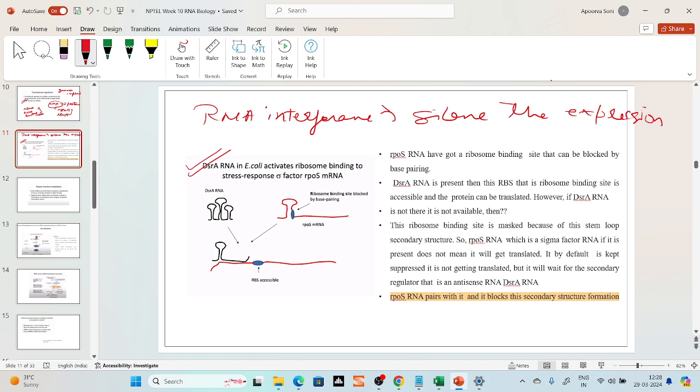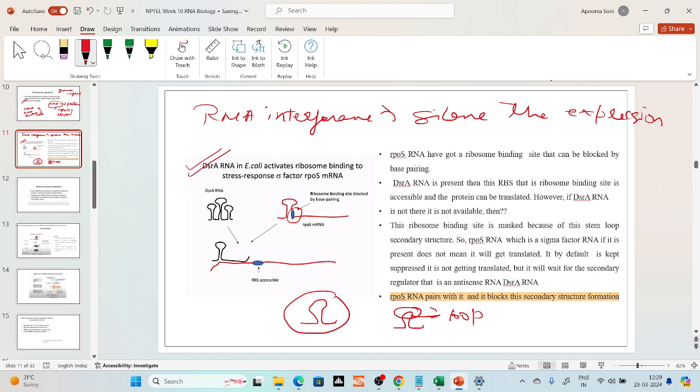How does it do this? This is one mRNA, the RPOS mRNA. This RPOS mRNA has a ribosome binding site, so the translation will take place from this ribosome binding site. But what is the problem here? This RPOS mRNA has this stem loop structure. This portion is the loop and this looks like a stem, so it is known as a stem loop structure.